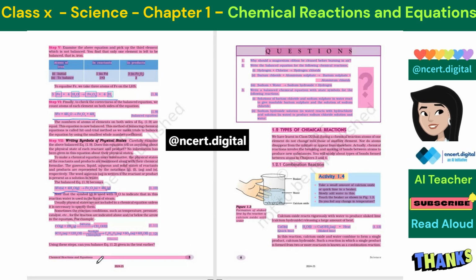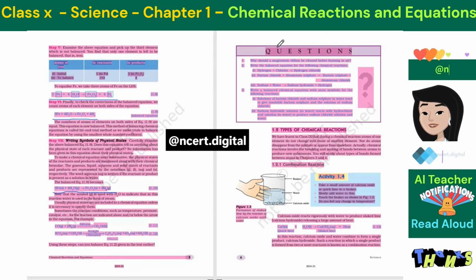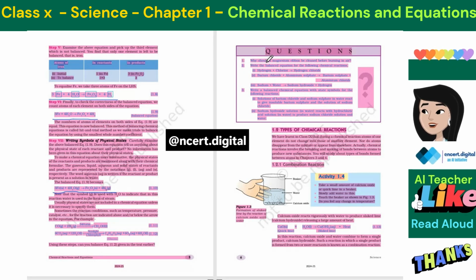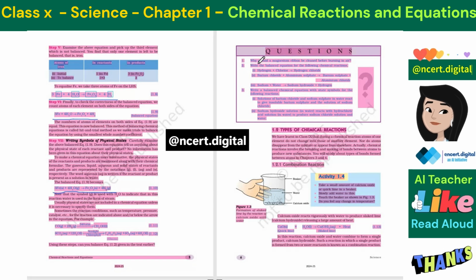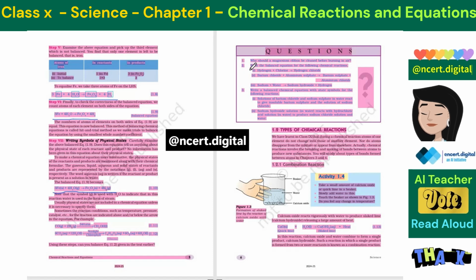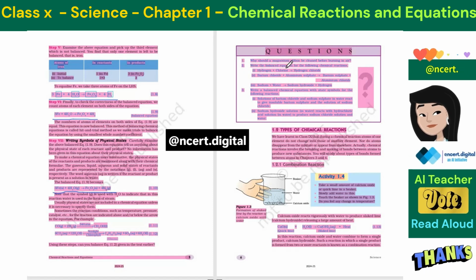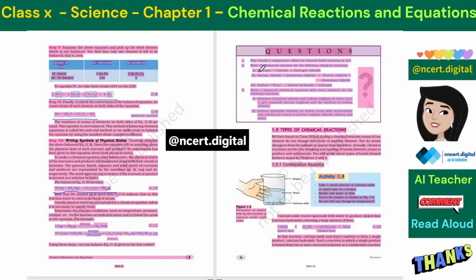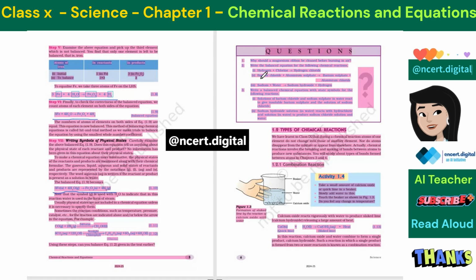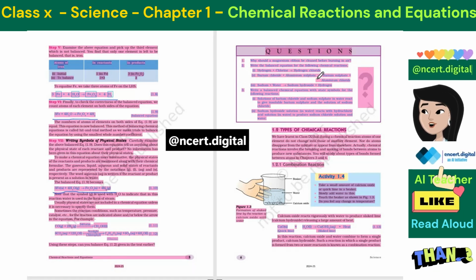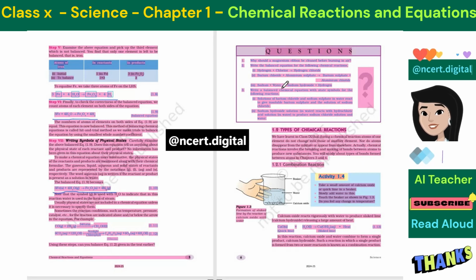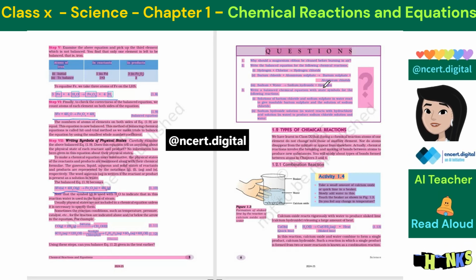Chemical Reactions and Equations. Questions. 1. Why should a magnesium ribbon be cleaned before burning in air? 2. Write the balanced equation for the following chemical reactions. (i) Hydrogen + chlorine → hydrogen chloride. (ii) Barium chloride + aluminium sulfate → barium sulfate + aluminium chloride. (iii) Sodium + water → sodium hydroxide + hydrogen.